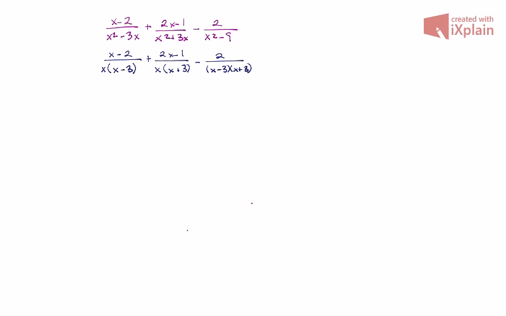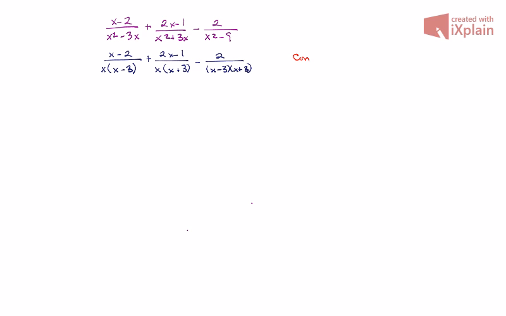So recall in class we had talked about how the denominators act like children, especially when we start looking for a common denominator. So we want to make sure that each denominator has exactly the same factors as the other denominators, because we don't want the children to get cranky.